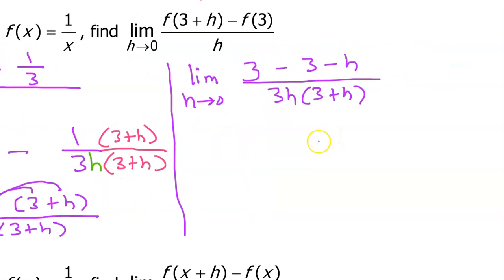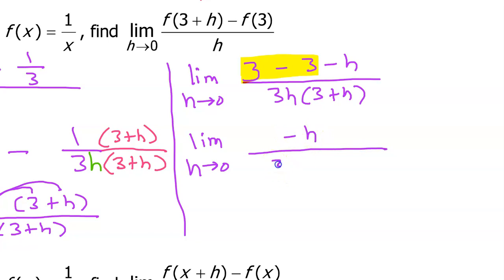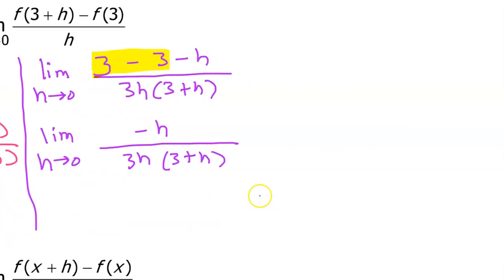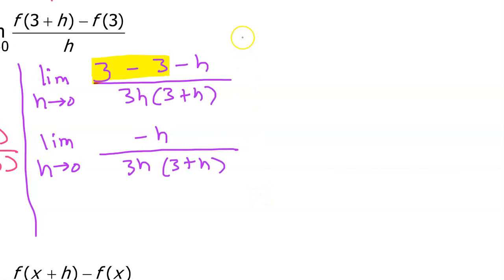Okay, you probably can see what's going to happen next. When we combine like terms, we have the 3 minus 3, so those are gone. And we end up with the limit as h approaches 0 of negative h over 3h times 3 plus h. And I believe it is time for direct substitution.